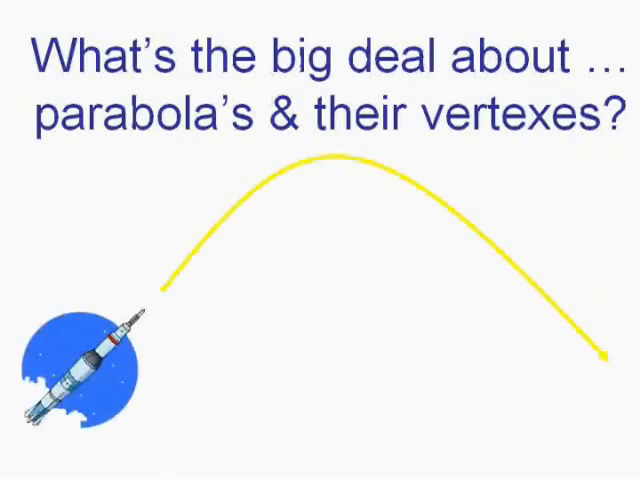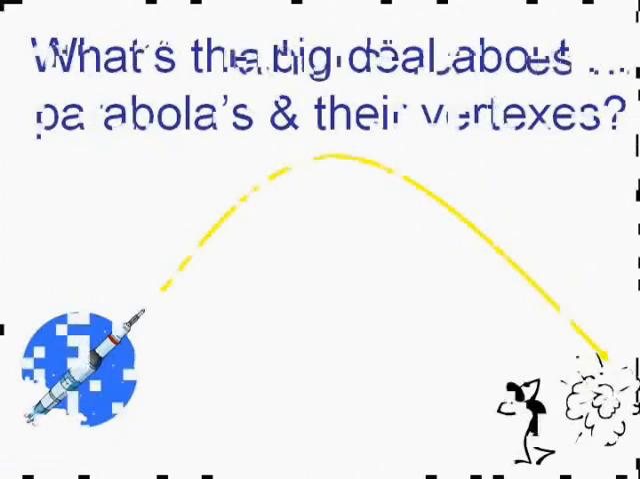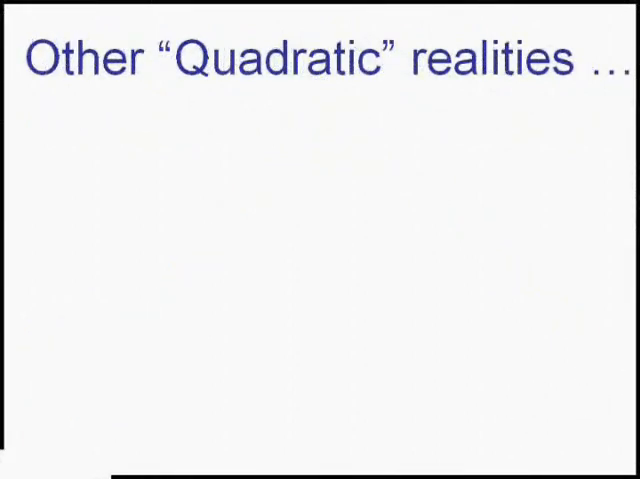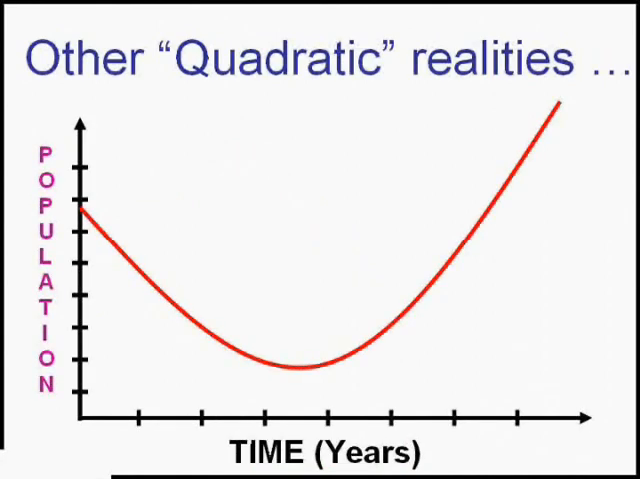Any free-flying object. So we can use a quadratic function to predict where something's going to be, maybe even where it's going to land, which is pretty important for many free-flying objects. Other quadratic realities are that business applications can be predicted many times using a quadratic path. Even social applications occur in a quadratic fashion. Now, why do you care about that? Here's where I think it gets very interesting.